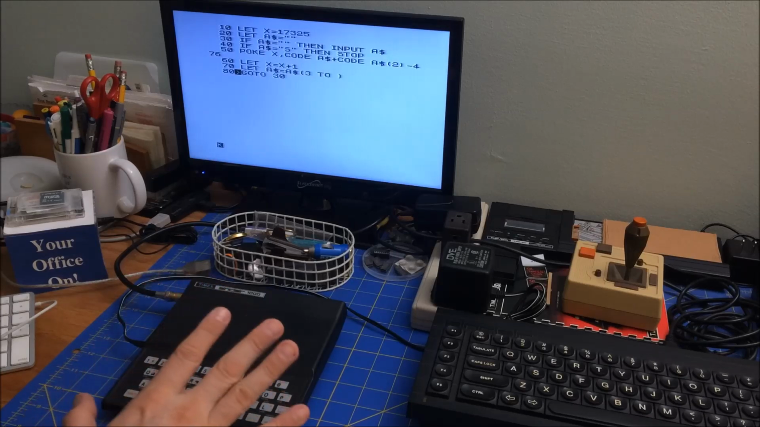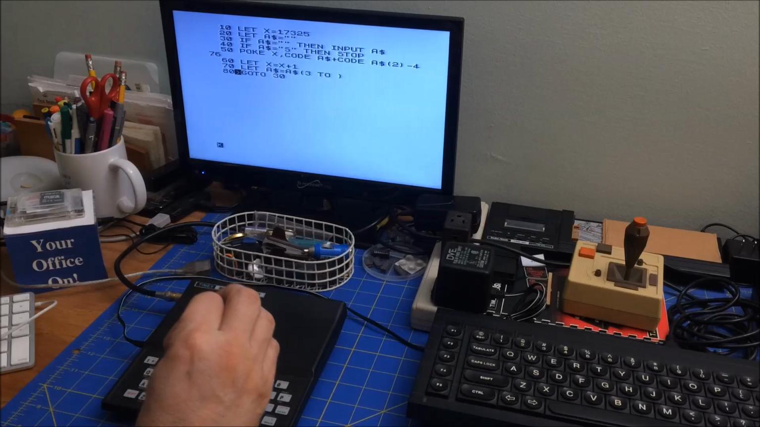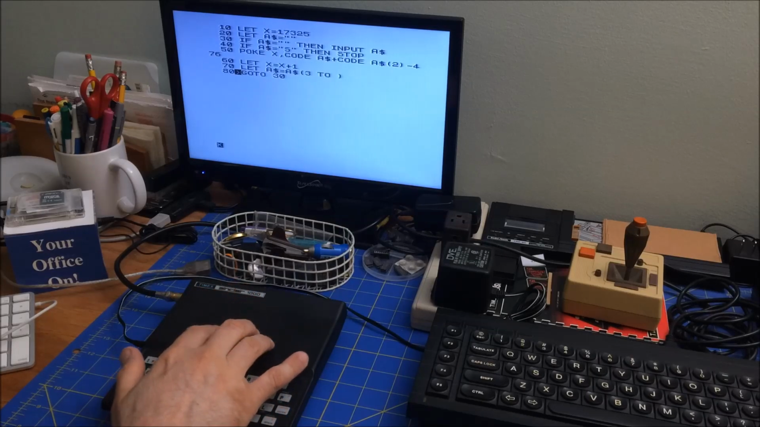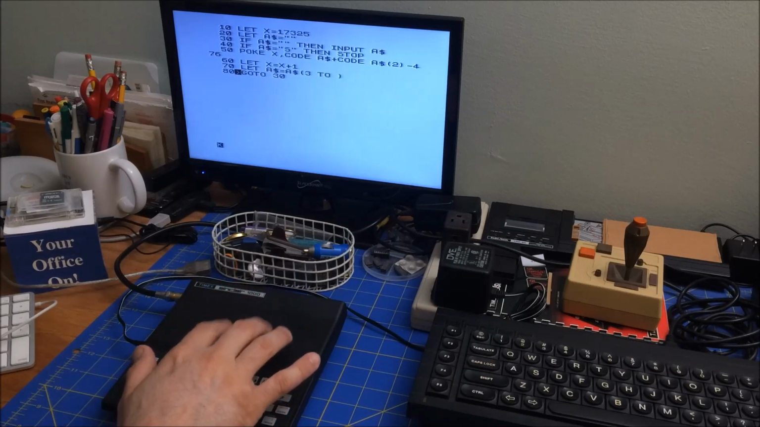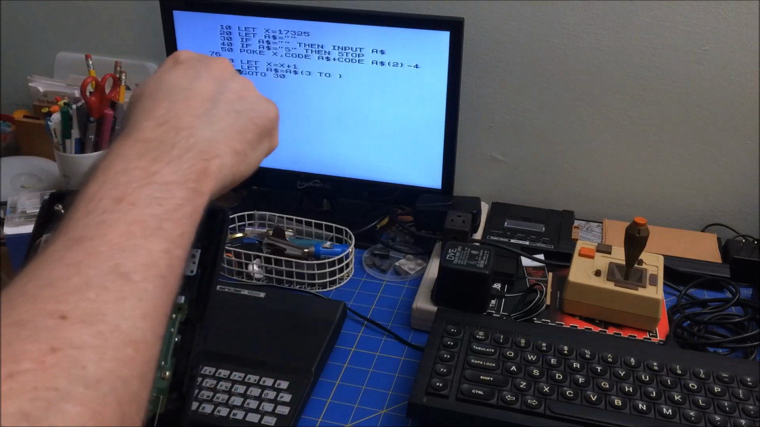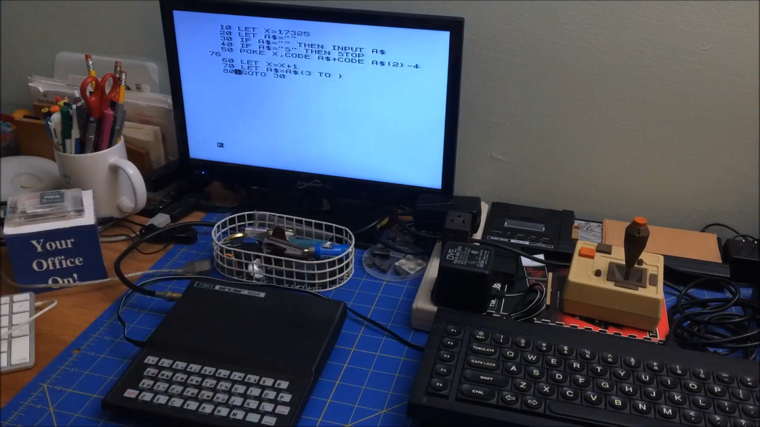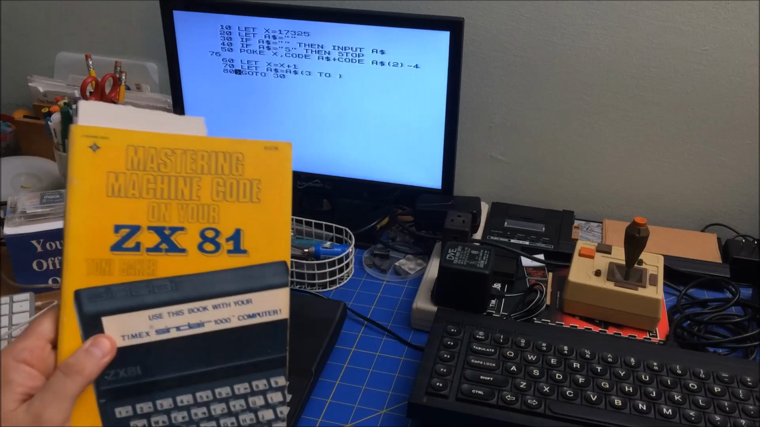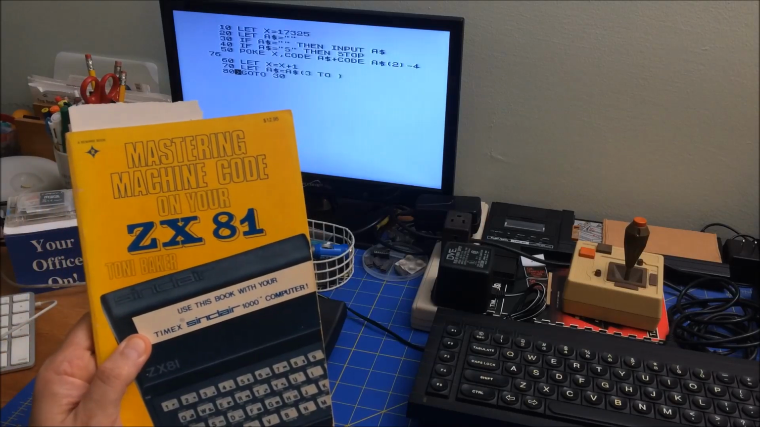I don't have the RAM pack in, so I could probably leave this running for a day or two and it should be fine. I don't think the ZX81 or Timex Sinclair 1000 overheats. Maybe I'll fix that and then try to save the program onto the tape. In any case, that's what I'm working on right now. Again, Mastering Machine Code. Let me know if you had this book and how you liked it.